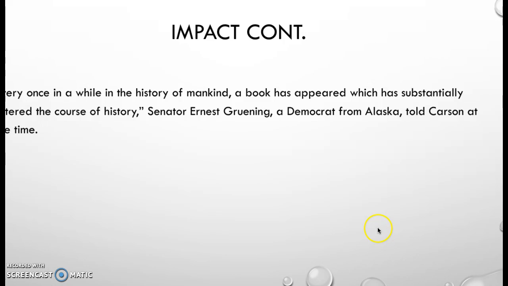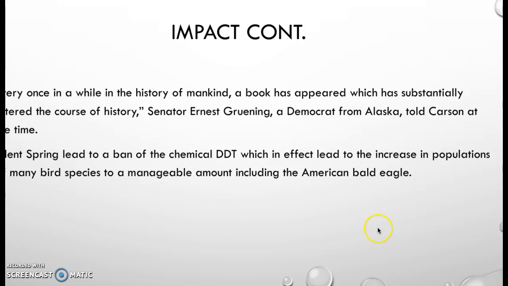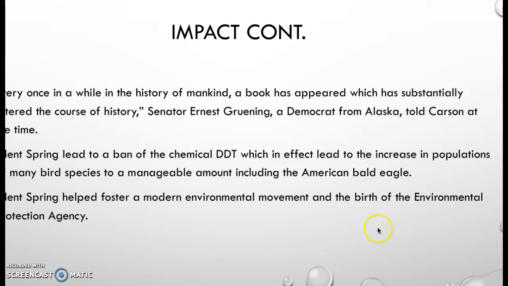"Every once in a while in the history of mankind, a book appears which substantially alters the course of history," Senator Ernest Gruening, a Democrat from Alaska, told Carson at this time. Silent Spring led to a ban of the chemical DDT, which had the effect of increasing the population of many bird species, including the American bald eagle. Silent Spring helped foster a modern environmental movement and the birth of the Environmental Protection Agency.